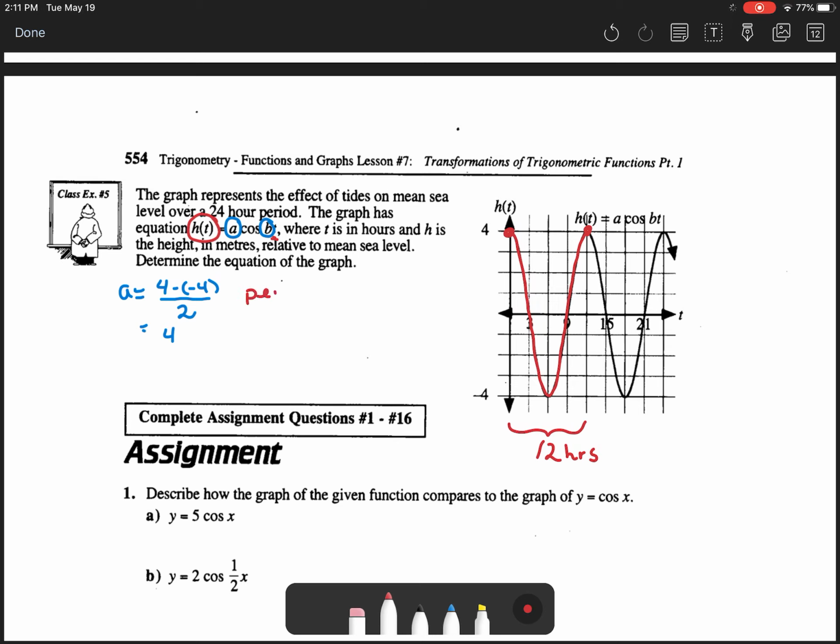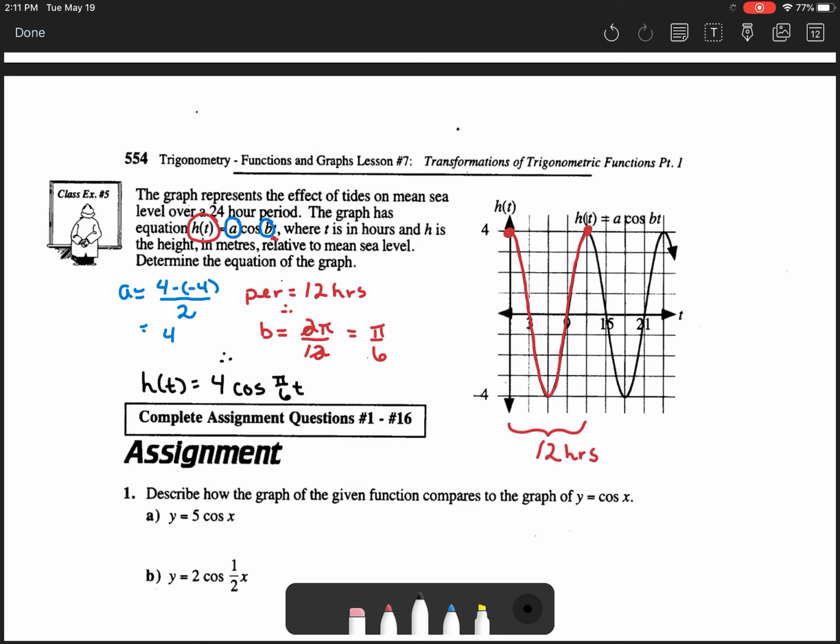So I know that the period, like I said, is 12 hours. But that's not the b value, right? So therefore, the b value will be equal to the normal period length for cosine, which is 2 pi, and I divide by the period length for this case, which is 12. So when I do that, okay, the 2 and the 12 will reduce to 1 over 6. So the b value is going to be pi over 6. That's what I put in for b. So therefore, when I go and write my equation, it'll look like this. H of t is equal to the a value, that was 4, cos of my b value, pi over 6, and then I use the variable for the question, which is t. So 4 cos of pi over 6t is the equation for this graph.